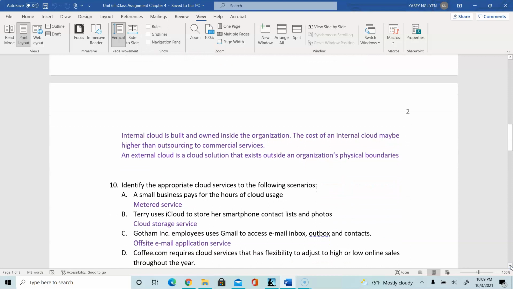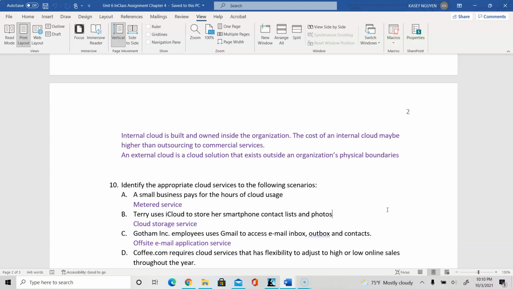Now for 10, we would identify the appropriate cloud services in this scenario. So if I have a small business and I need to use cloud service, I can pay by the hour, and that is considered a metered service. For B, Terry uses iCloud to store her smartphone contact lists and photos. That's considered cloud storage service.